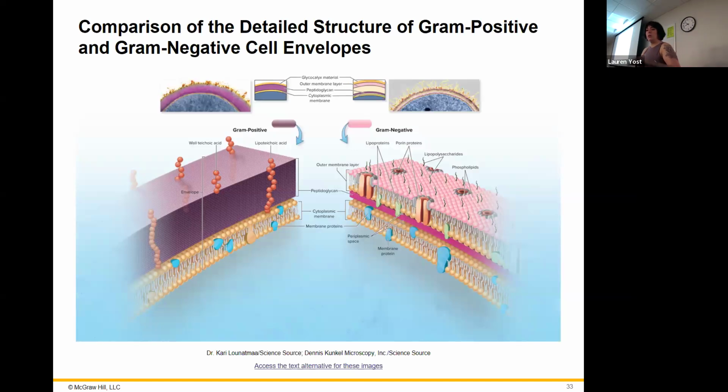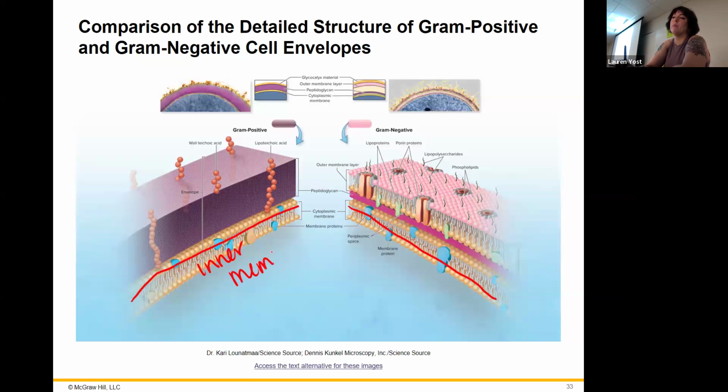This is the example we're given. This is your cell membrane, your cytoplasmic membrane, the inner membrane. So this is inner or cytoplasmic. All right, so that is what that is. Everybody has that. No big surprise there, no difference there. We can see quite clearly on this some of the major differences going on here.